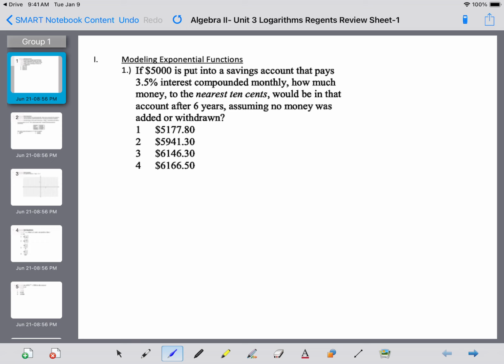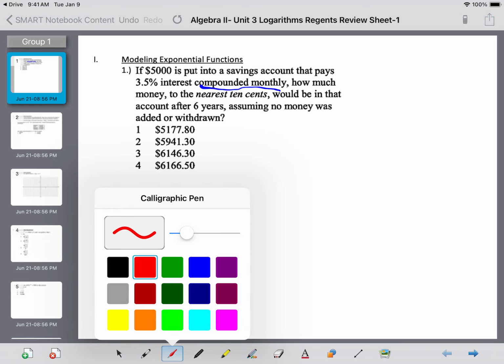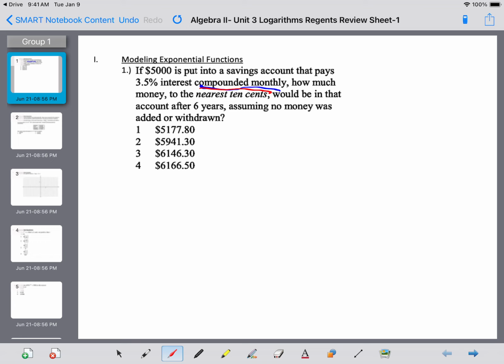If $5,000 is put into a savings account that pays 3.5% interest compounded monthly, how much money to the nearest 10 cents would be in the account after 6 years? Assume no money was added or withdrawn. So compounded monthly, we know that's a finite amount, so we're going to use this formula: A equals P times (1 plus r over n) to the nt.